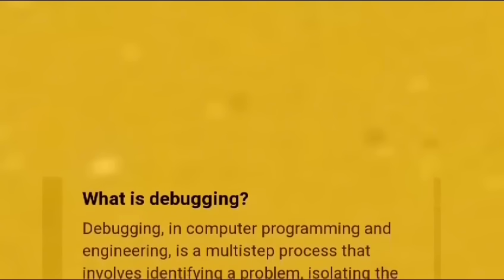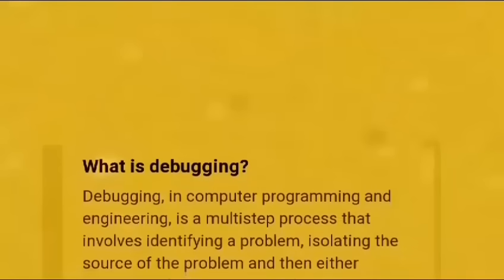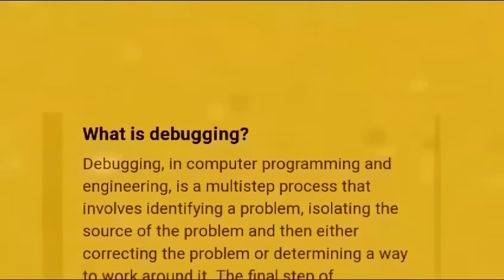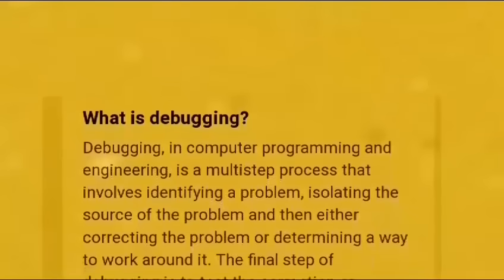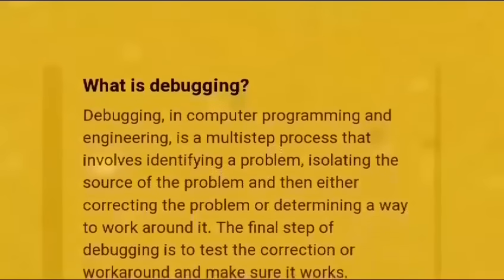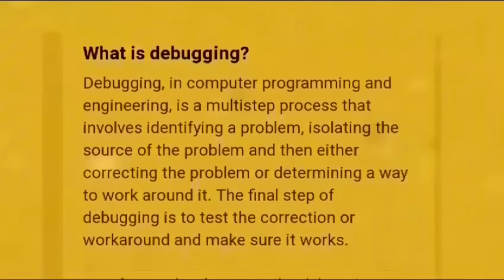Debugging is a computer programming and engineering multi-step process that involves identifying a problem, isolating the source of the problem, and then either correcting the problem or determining a way to work around it. The final step of debugging is to test the corrections or workaround and make sure it works.